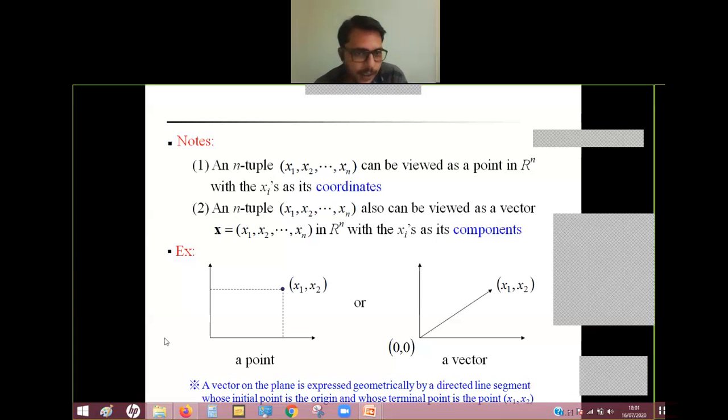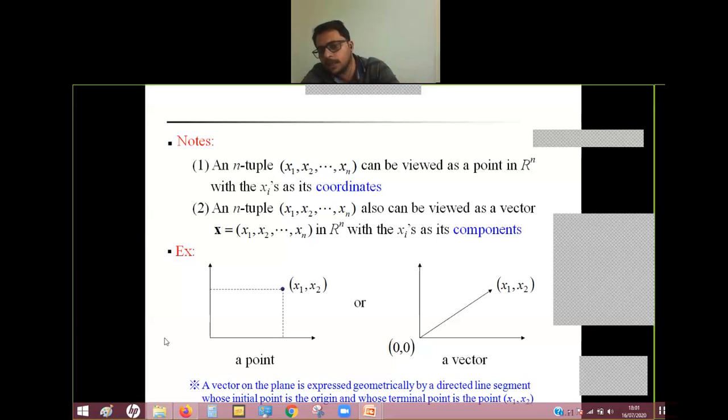In the second case, n tuple means Rn. Please note it down. n tuple can be used in place of Rn, and Rn can be used in place of n tuple, because we have already discussed what Rn is. Now the n tuple can be viewed as a vector, vector x, x1, x2 up to xn.